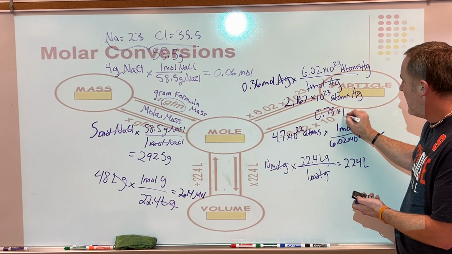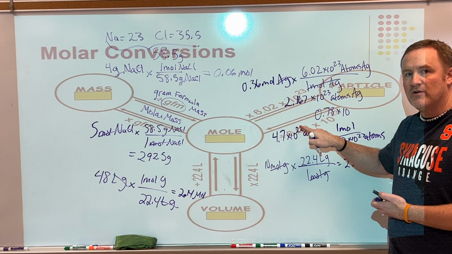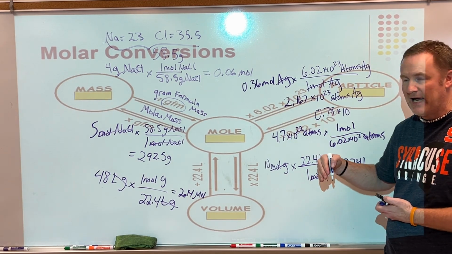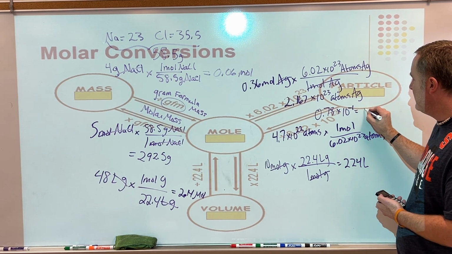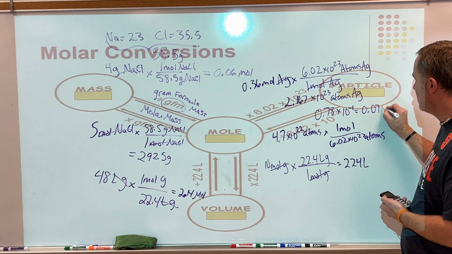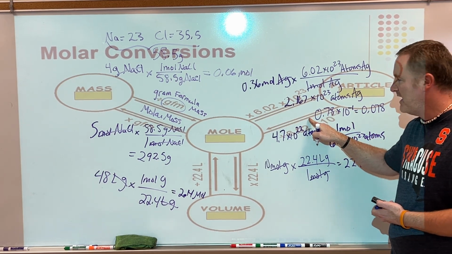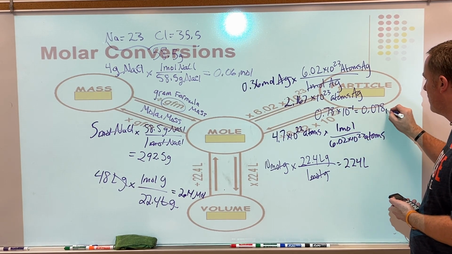But that now is times 10 to the something. When you have your exponents, remember, if you're dividing exponents, 22 and 23, they have to subtract. So 22 minus 23 is 10 to the minus 1. So what that would mean is 0.078. If it's a negative exponent, we're going to move our decimal 1 place to the left. And now I have that many. In this case, we're converting to moles.